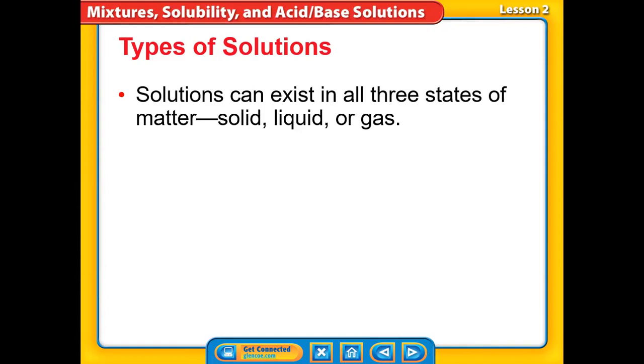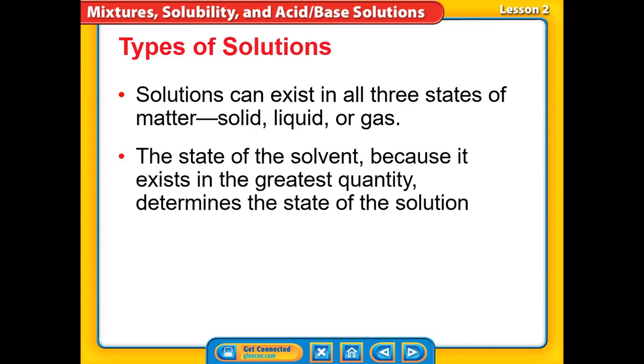So why does the type of solution depend on the solvent, not the solute? Because as we said, solvent is the component of the solution which is found in the greatest quantity. So if the solvent is liquid, the solution will be liquid. If the solvent is solid, the entire solution will be solid. If the solvent is gas, the entire solution will be gas. So like this, the type of solution depends on the state of the solvent, because the solvent is the one found in the greatest quantity.